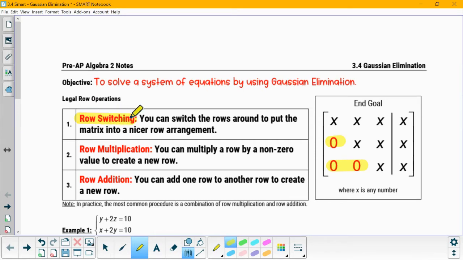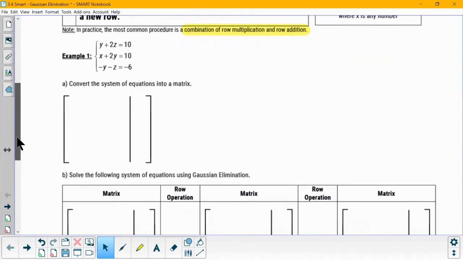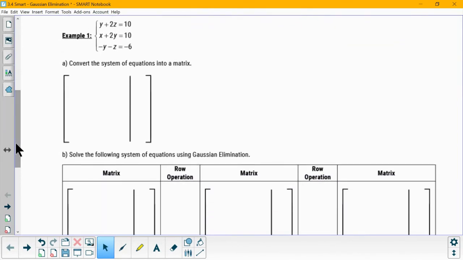There are three things you are allowed to do when performing Gaussian elimination. You can switch rows, meaning you can change the position so that we do get these zeros in these positions. You can multiply a row by a number as long as it's not zero. And you can add two rows together. Most commonly, you're going to do a combination of row multiplication and row addition together. Organization is going to be key when doing Gaussian elimination. So let's go ahead and jump to example 1.